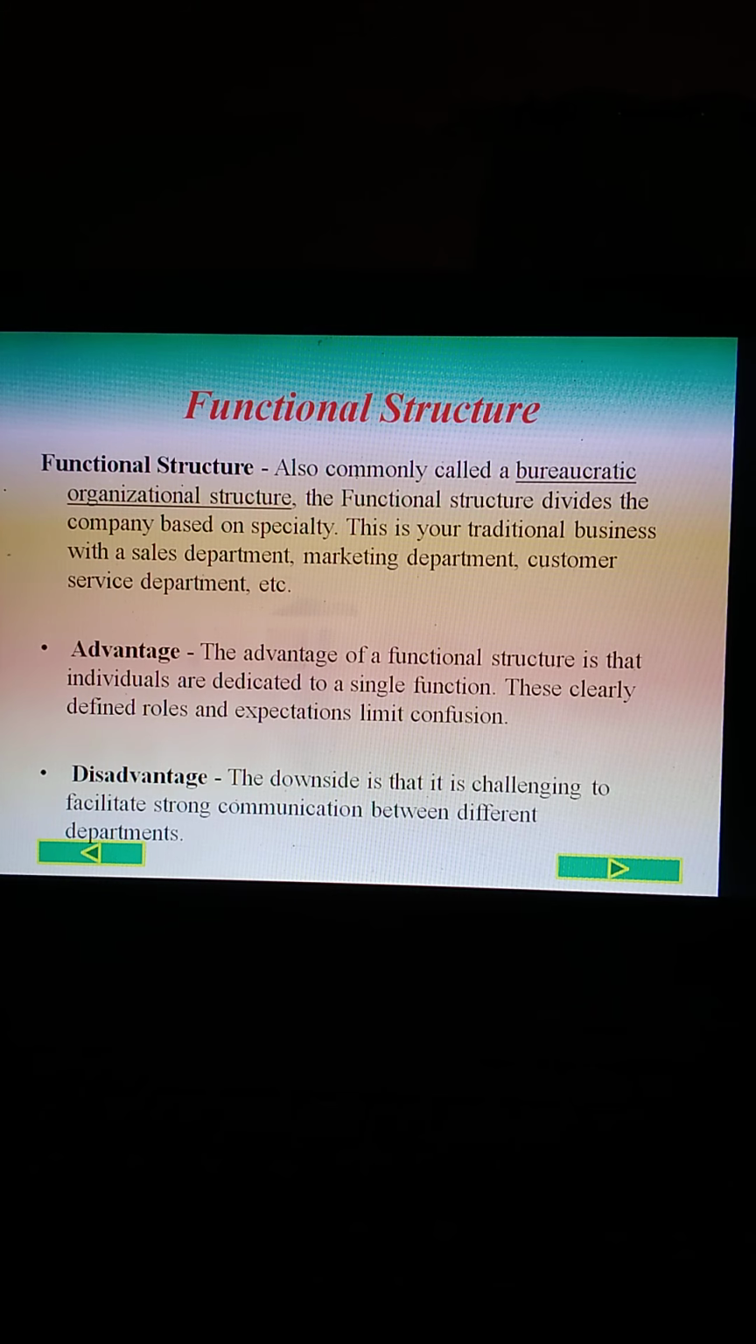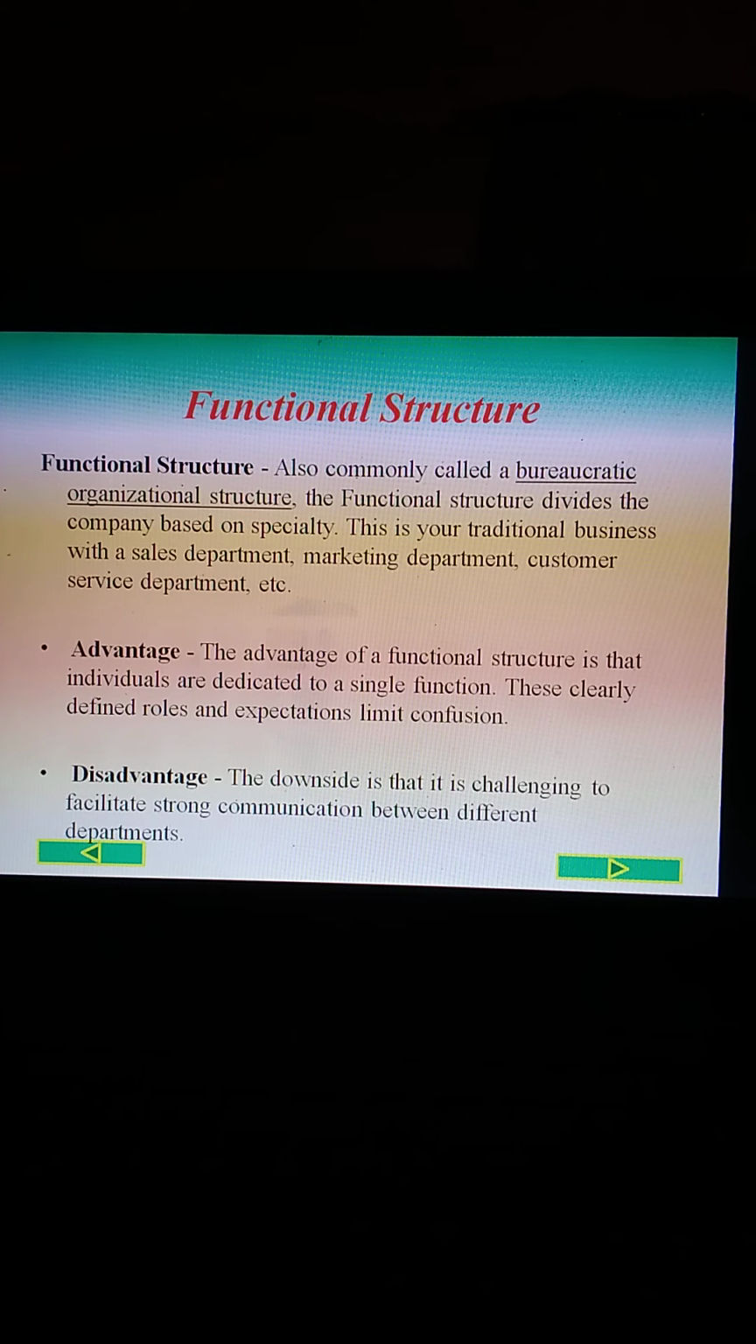So, first, let us look at the functional structure. A functional structure is also called a bureaucratic organizational structure. And remember, students, you have to look what the word bureaucratic means. The functional structure divides the company based on specialty. This is your traditional business with a sales department, marketing department, customer service department, and the list goes on.